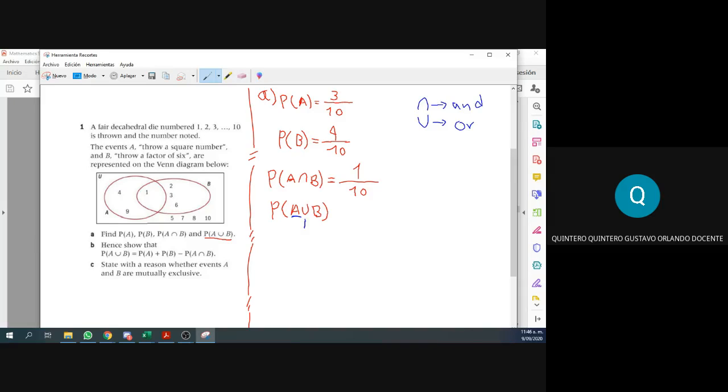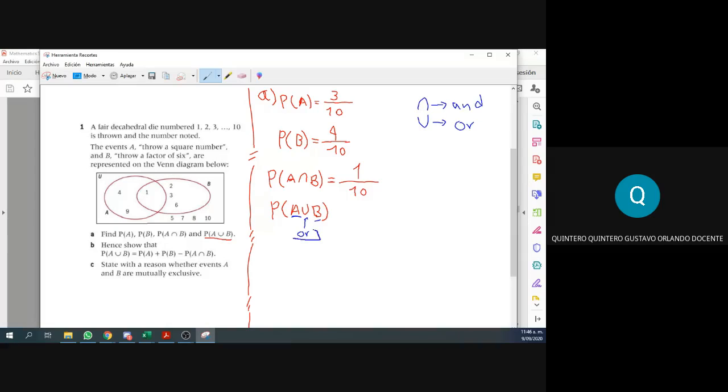Square numbers. Or maybe they are factors of 6, right? Now, here's a big deal in mathematics. This "or" doesn't exclude one or the other. Let me explain this better.